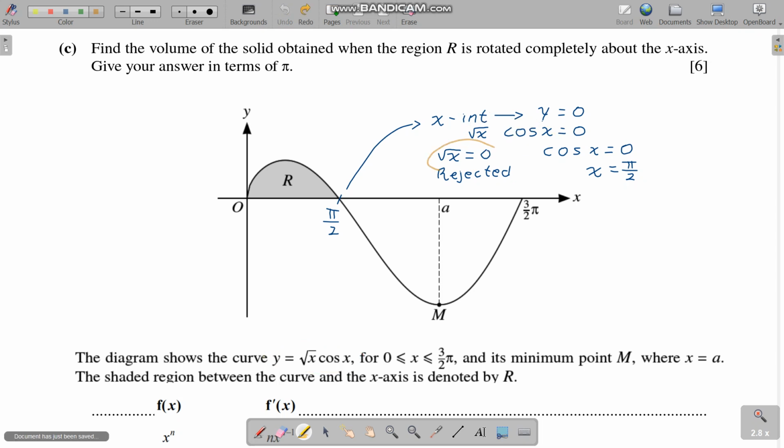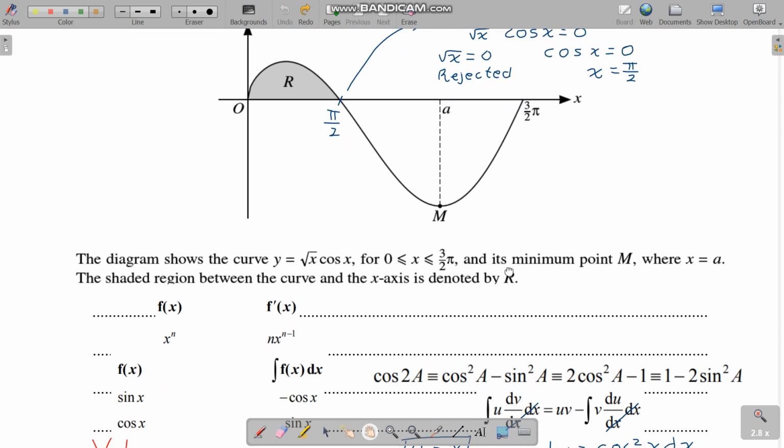We have two possibilities: root x equals 0, or cos x equals 0. Root x equals 0 means x equals 0. This is rejected because obviously this is not 0. From cos x equals 0, we have x equals pi over 2, which makes sense. So this is pi over 2.